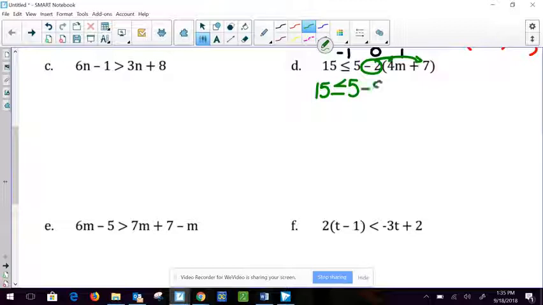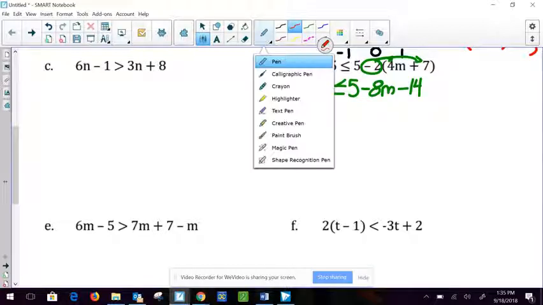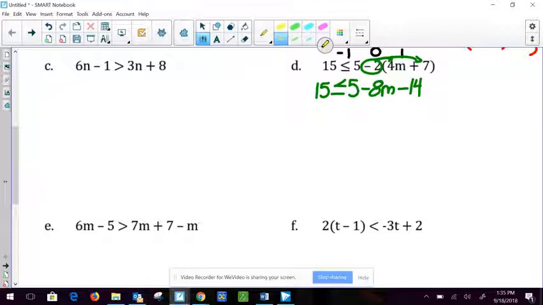Great, it's negative 8m. Now multiply again, watching your signs carefully. What is negative 2 times 7? Negative 14. Way to go, way to really watch those signs. The next step in solving multi-step equations or inequalities is you need to combine like terms on the same side. So if I get out my little highlighter here, do we all see how there's a 5 and a negative 14? They're on the same side, so same operation. Bring down my 15 is less than or equal to, what is 5 minus 14?